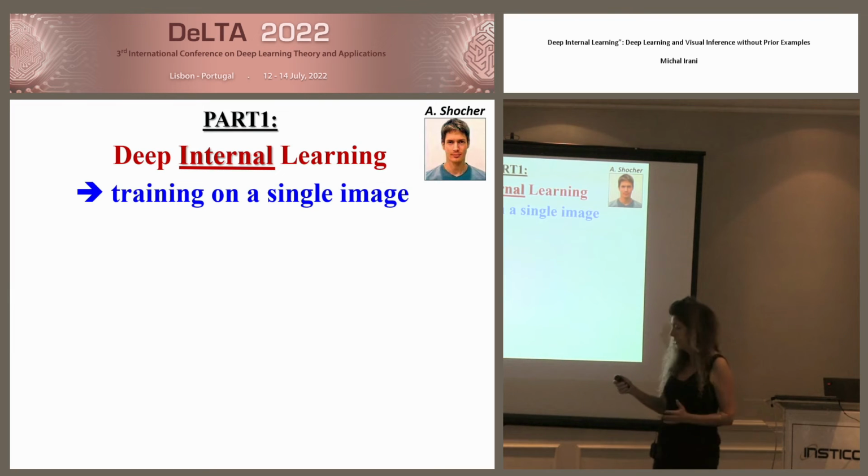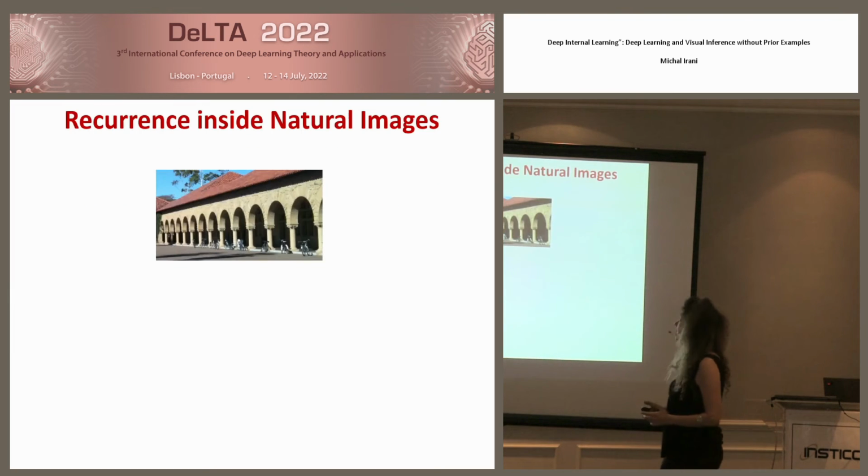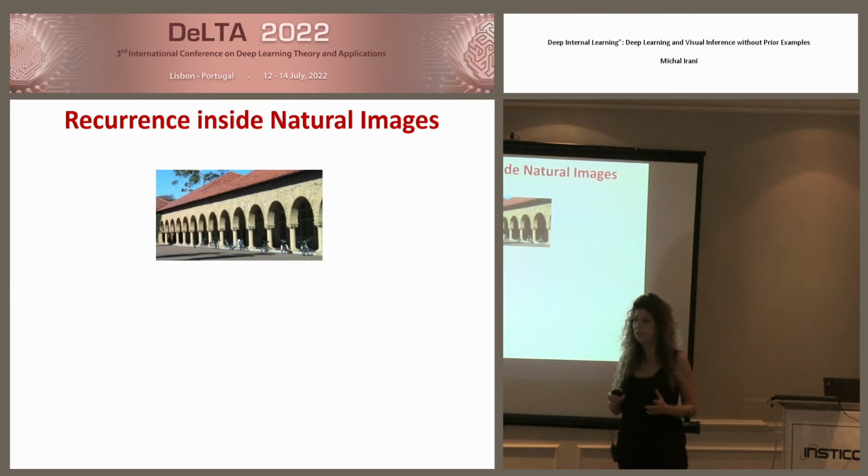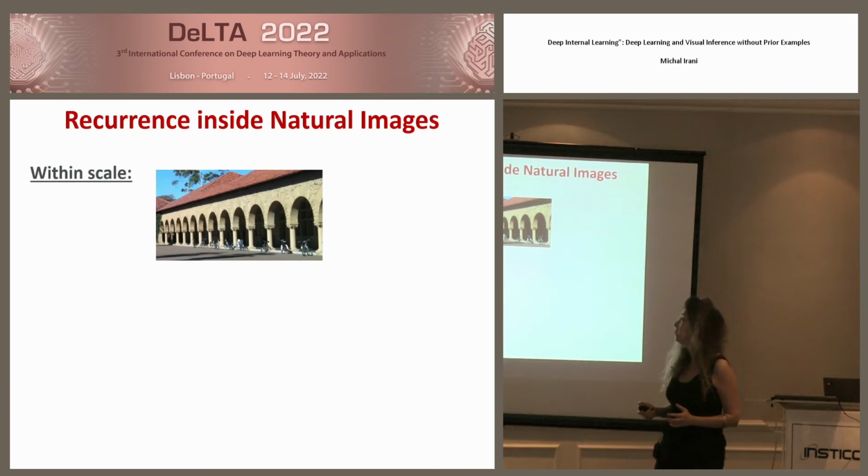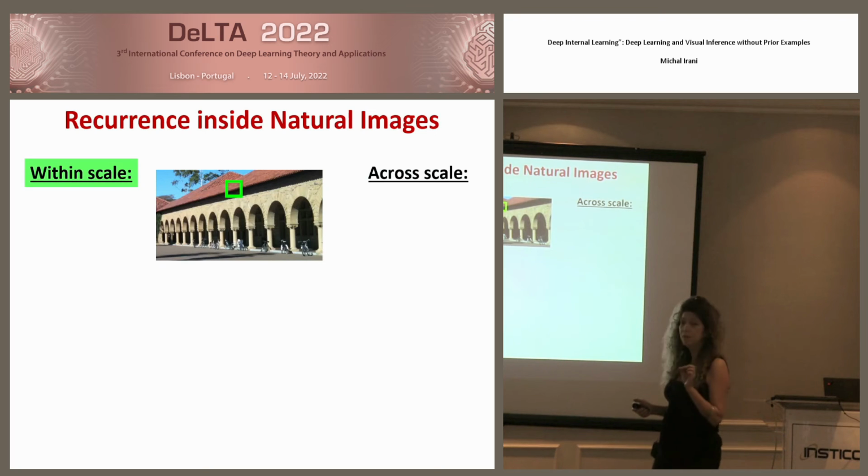Well, how can we train a network on a single image? It turns out that there's a lot of redundancy inside a single natural image, both within and across different scales of the image. When I say within scale, I mean that if you see a small patch once inside the image, you'll almost surely see it many more times inside the same image. Now here I'm showing you large patches just for visual purposes, but of course I'm talking about much smaller patches, 5 pixels by 5 pixels or 7 by 7.